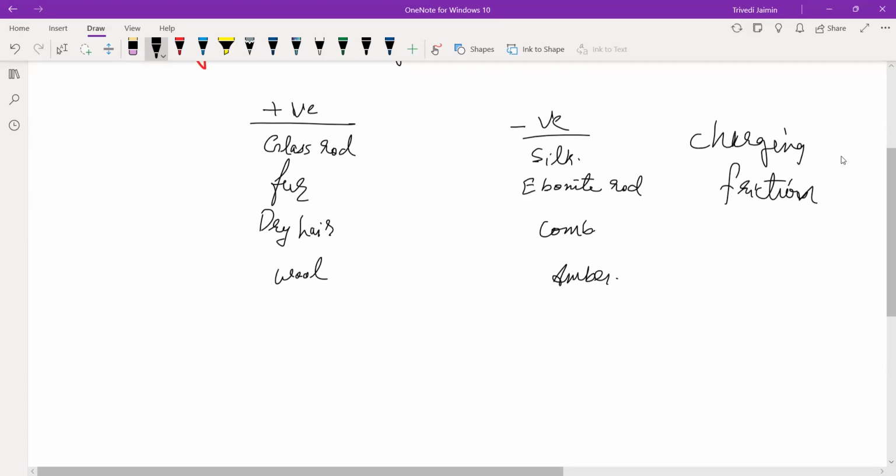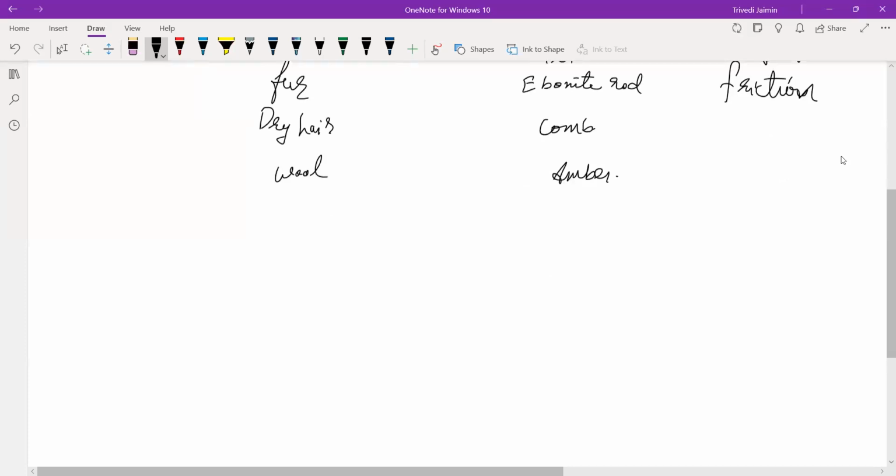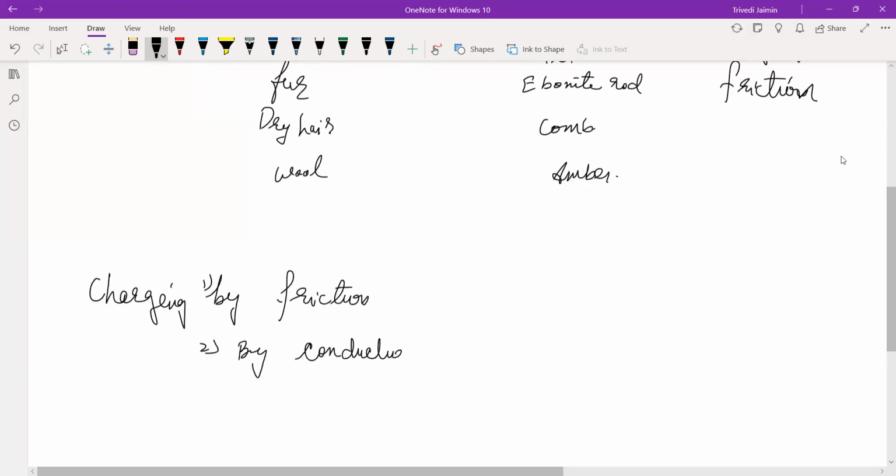So what are three ways we saw here? First one, charging by friction. Second, by conduction. Third, by induction.